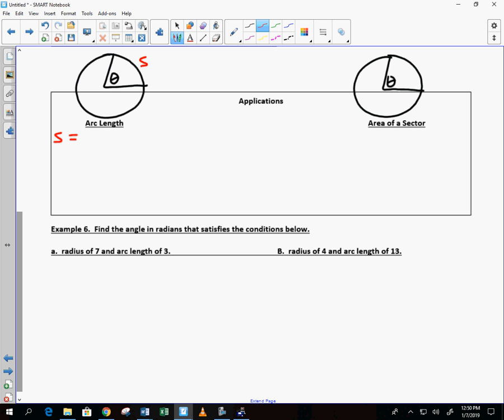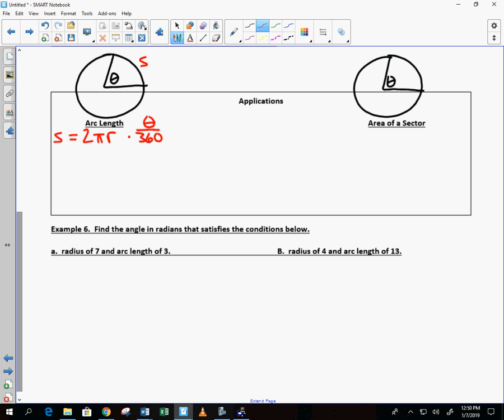So arc length, S is equal to, arc length is just a section of the circumference. Agreed? What's the formula for circumference? 2 pi r. And what we do, in order to come up with a section of the circumference and not the whole thing, is we multiply it by theta divided by 360. And that gives us that section of the circumference that we actually want. That formula looks somewhat familiar?